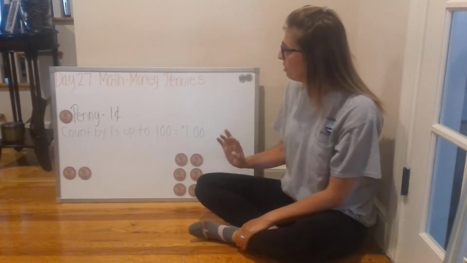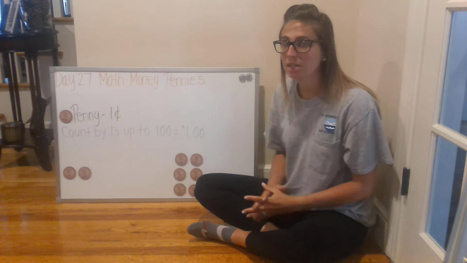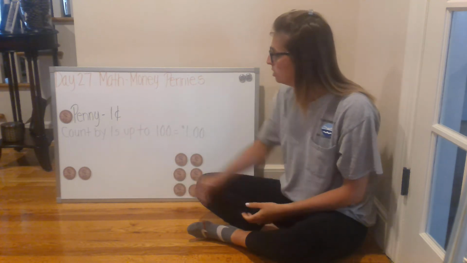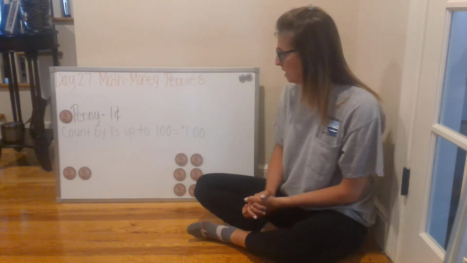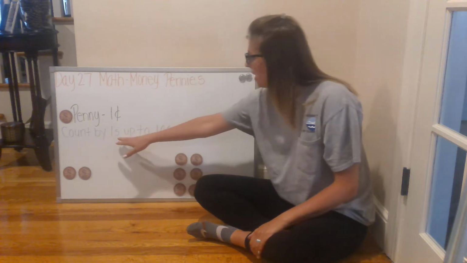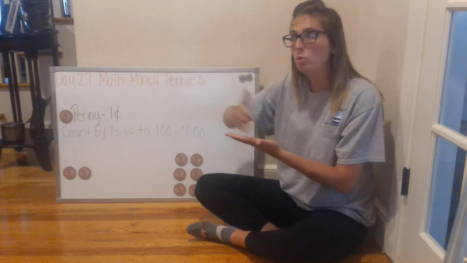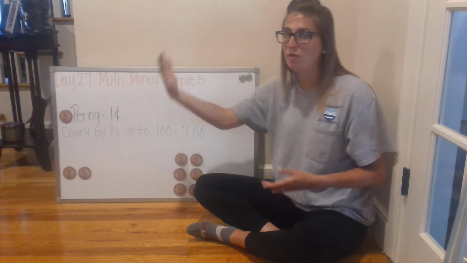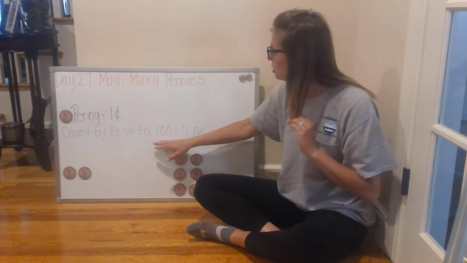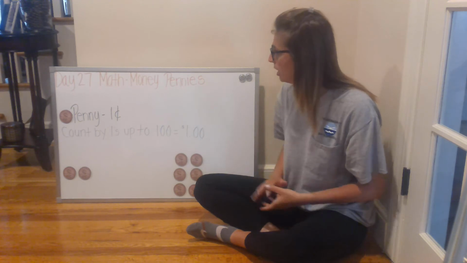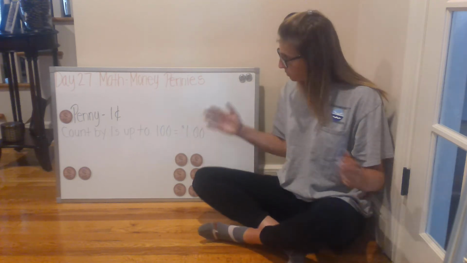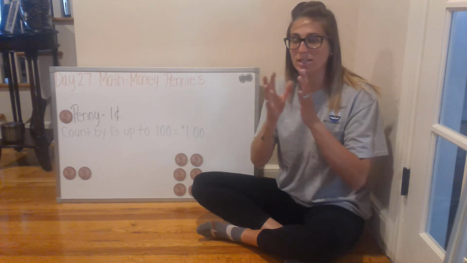Today for math we're going to be focused on money, but just specifically focusing on pennies. So we know that a penny is worth 1 cent. So with pennies, we count by ones up to 100, which equals $1. So it'd be 1, 2, 3, 4, so forth and so on. So we reach 100, which equals $1. So today, for math, like I said, we're just focusing on pennies.